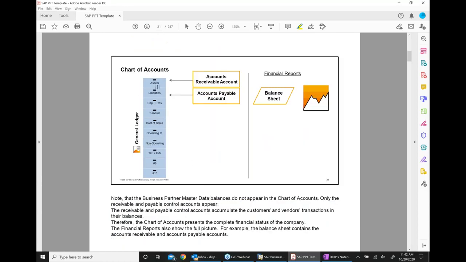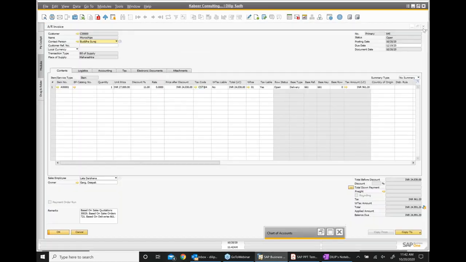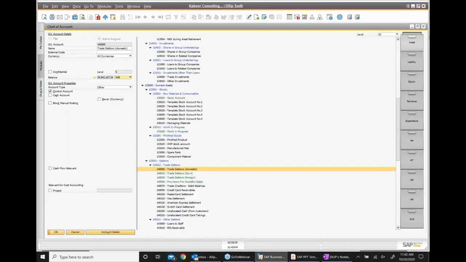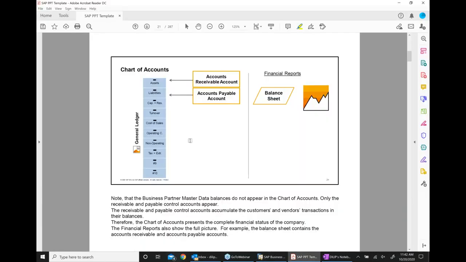We talked about in the chart of accounts, we can have different brackets: assets, liability, capital, reserve, turnover, cost of sale, operating expenses. These are different buckets. If you go back here, if we close it, if you go to chart of accounts, you can have asset, liability, equity, different buckets. We can have chart of accounts, which is the balance sheet account, as we talked about before, and we can have the P&L account.